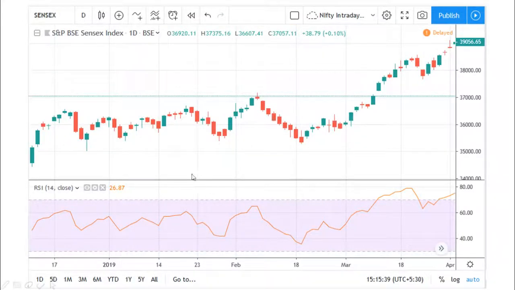So this is the Sensex chart and this is a daily chart. One day candlestick is formed here, with the RSI 14 periods applied. Here we can see that Sensex, in this specific time frame that we're looking at right now, is going overbought. It has crossed over the overbought levels on the right end.